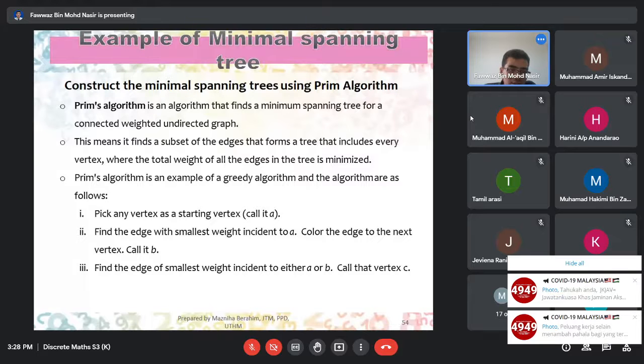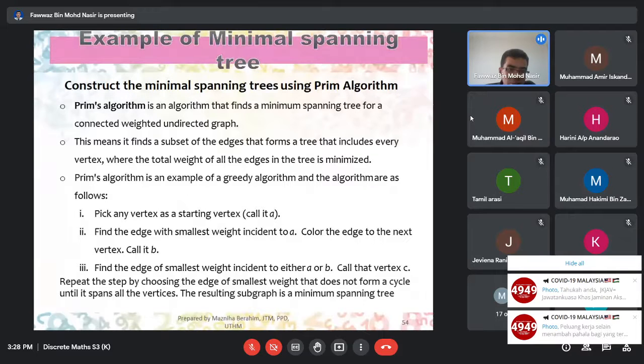Okay, so we call that vertex C. Then we repeat the step by choosing the edge of the smallest weight that does not form a cycle until it spans all the vertices. Okay, the resulting subgraph is the minimum spanning tree.